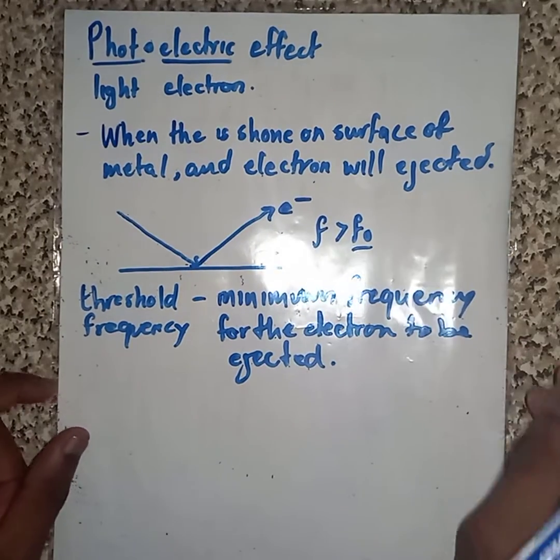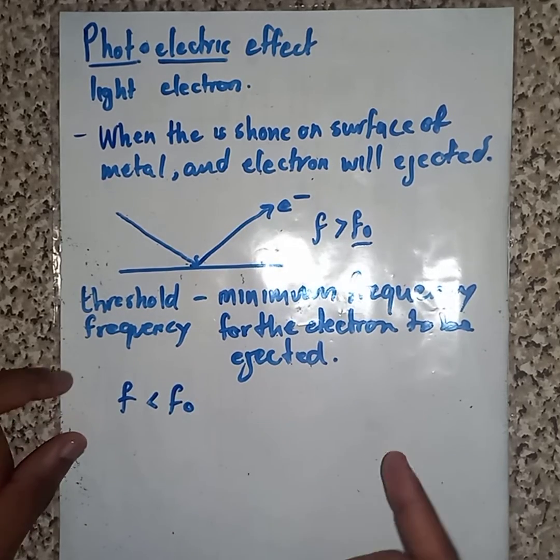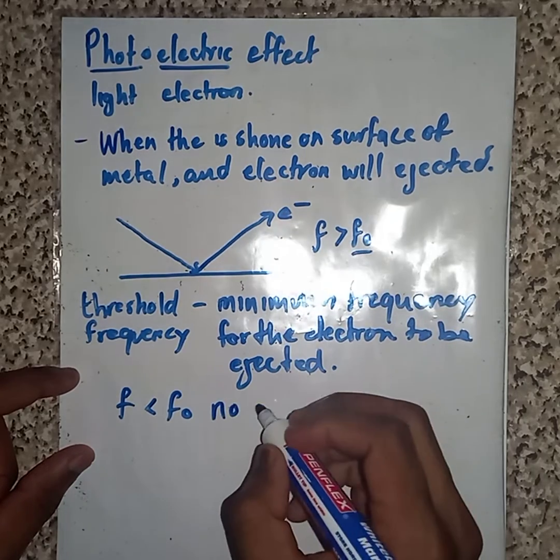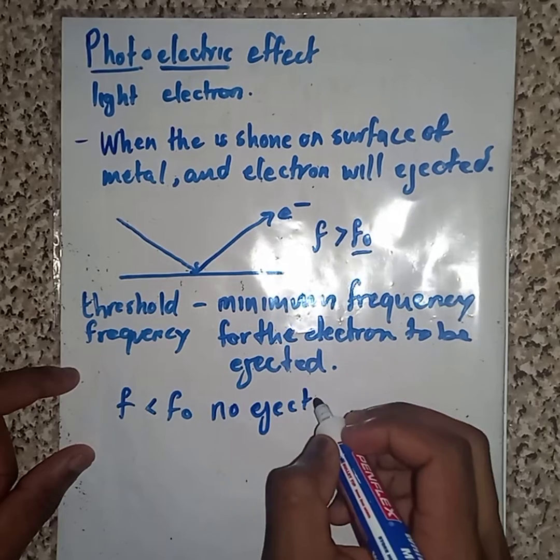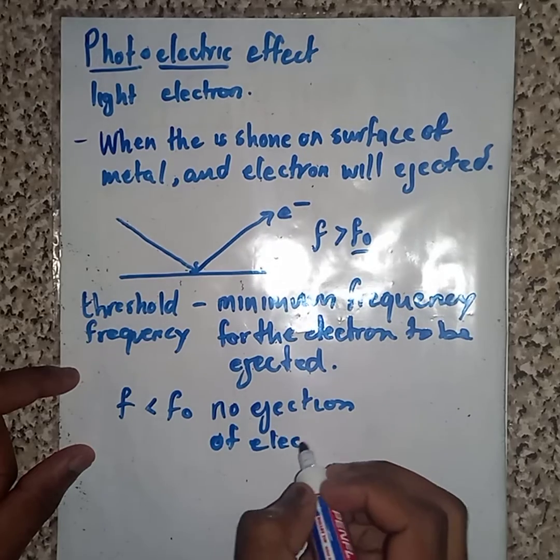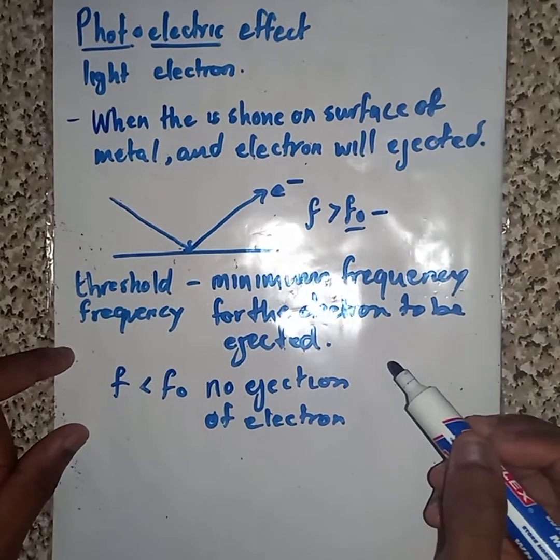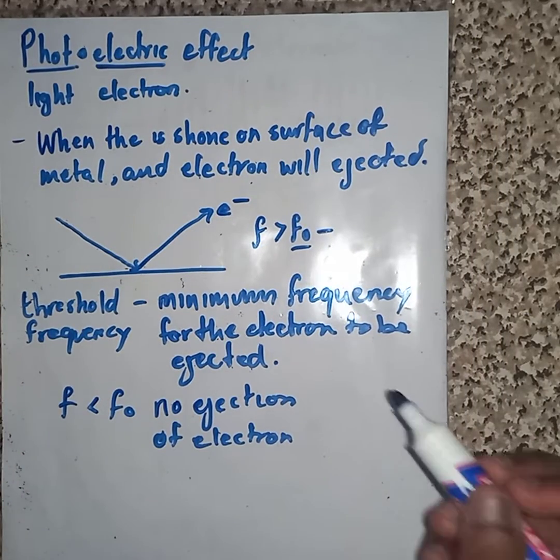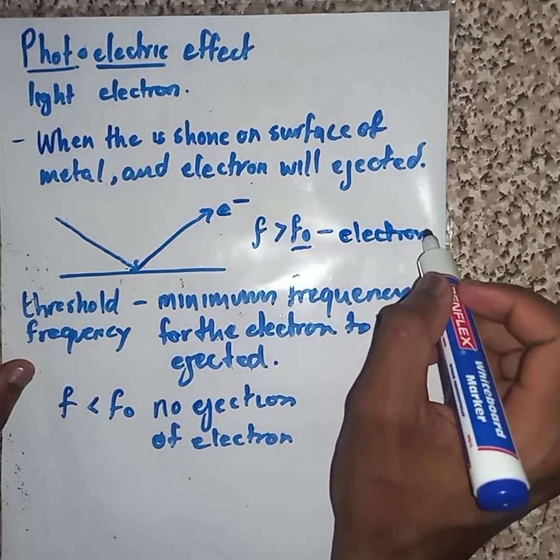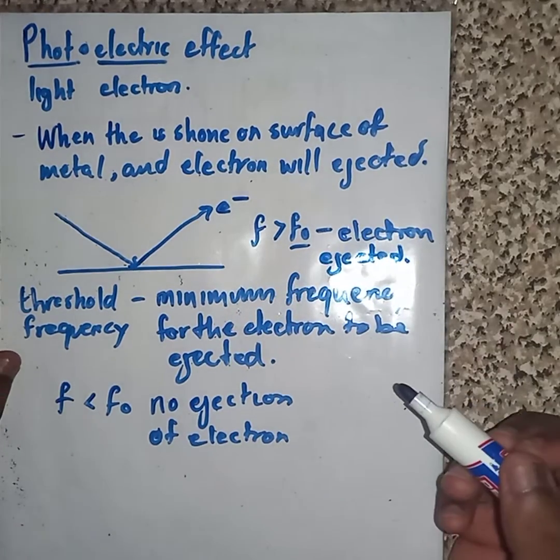If the frequency of the light is less than the threshold frequency, then for this condition there will be no ejection. Ejection of what? Of electrons. But when the case is like this, then the electrons will be ejected from the surface of the metal.